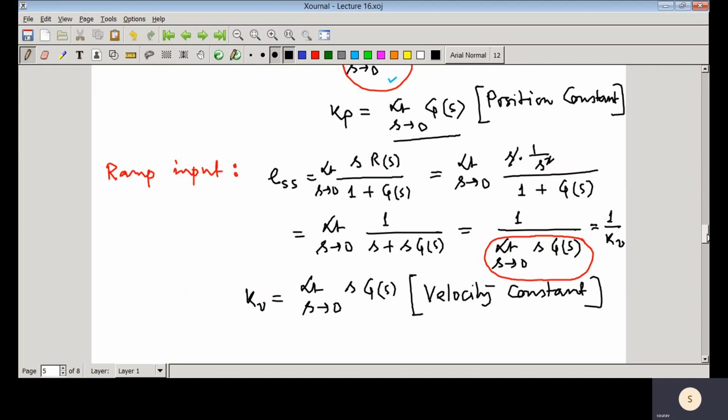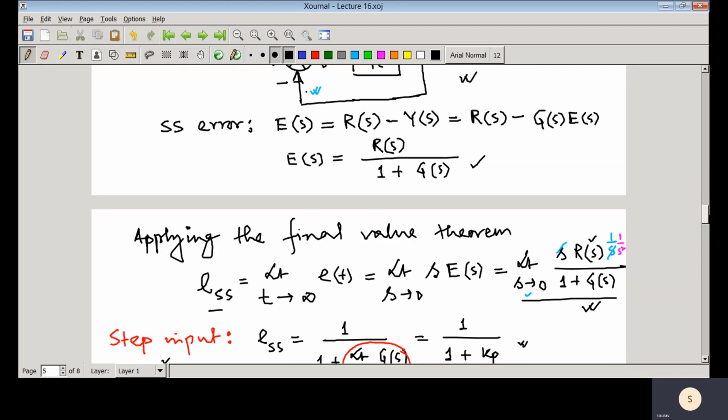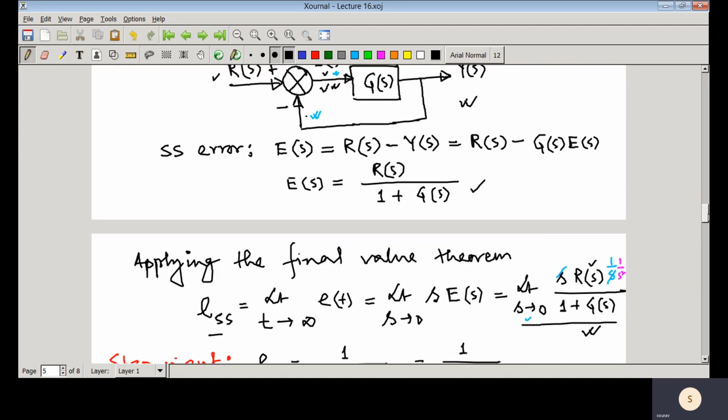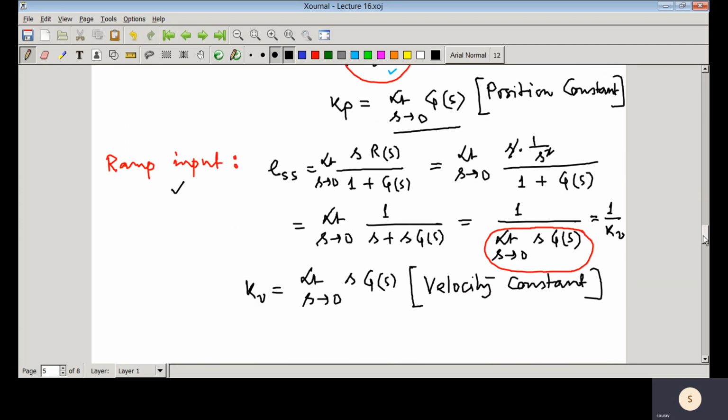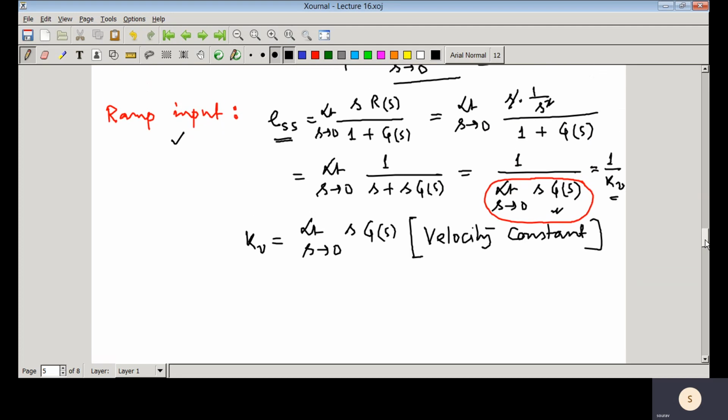So what we have seen, whenever we have a unity feedback system, then if we apply a ramp signal, ramp input, then that steady state error becomes 1 by Kv. Kv is that velocity constant, and it is defined like this. Then what happens whenever we apply, say, parabolic input?